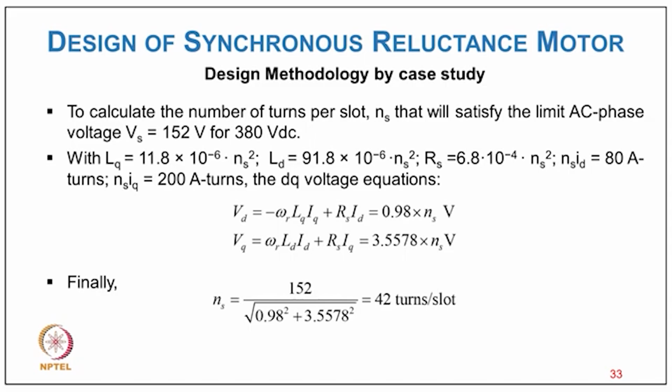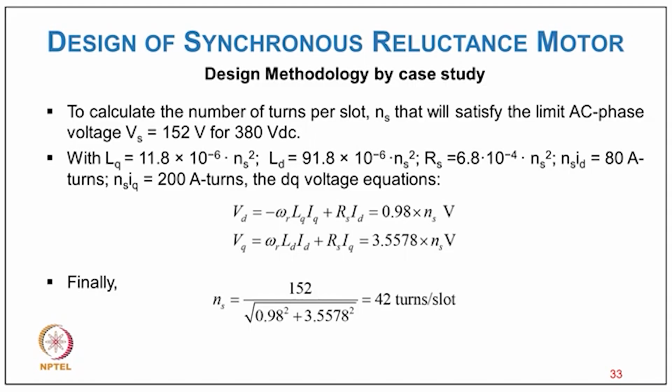So Lq equal to 11.8 into 10 power minus 6. So NSC square into NSC square already equal to 91.6 into 10 power minus 6 NSC square. So Rs equal to 6.8 into 10 minus 4 and then into NSC square. So NSid equal to 80 ampere turns and NSiq equal to 200 ampere turns.